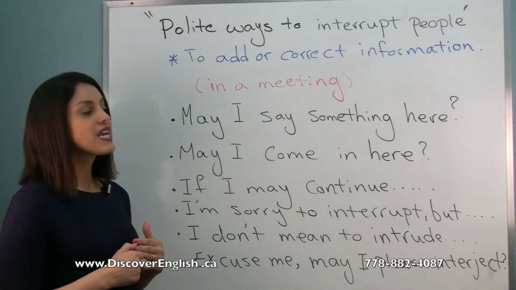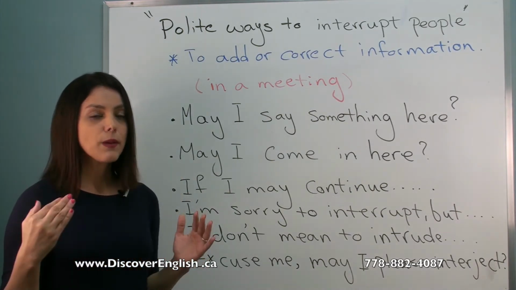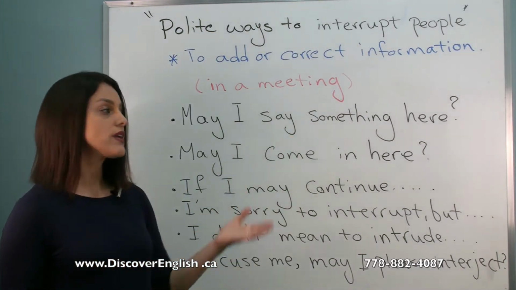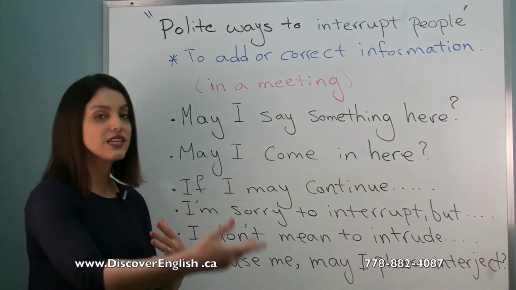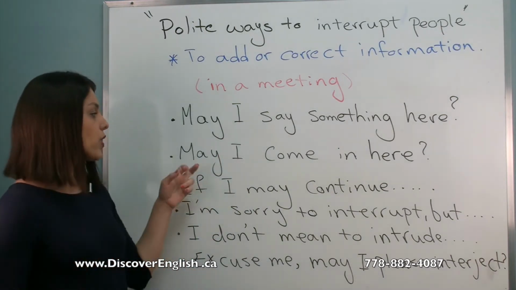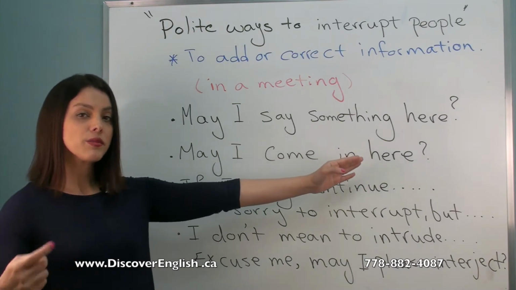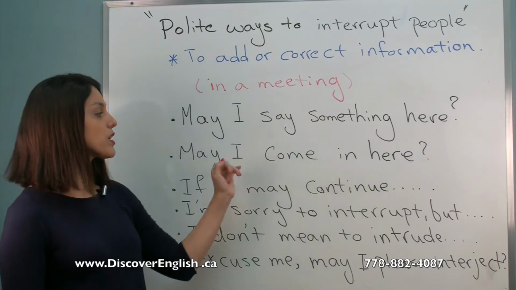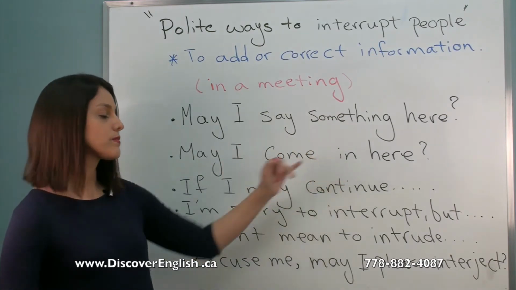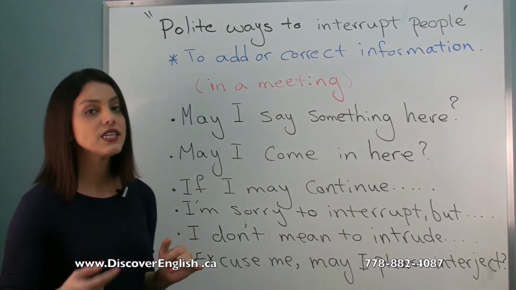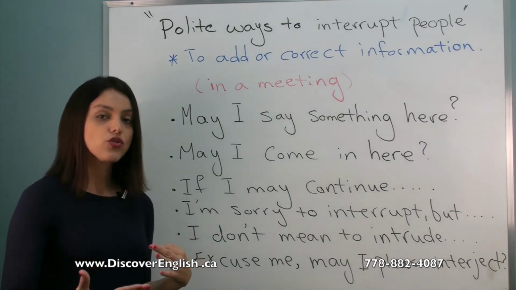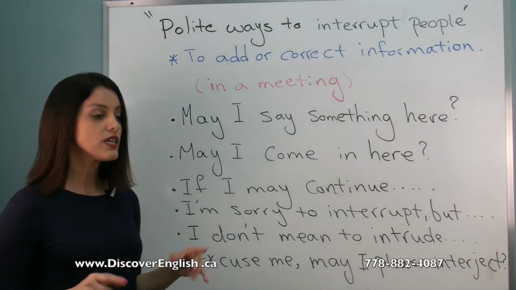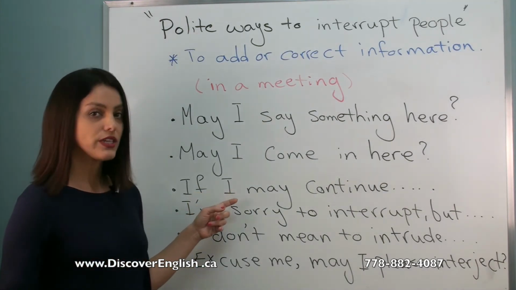For example, may I say something here? Just imagine you see something missing, okay? And say, may I say something here? And then you talk about your point. Or, may I come in here? May I come in here? It has the same meaning as this one. May I say something here? Or may I come in here? Can I interrupt you? Or if I may continue, so you interrupt and you want to add more information, right? It's not for correcting, this is just for adding information.